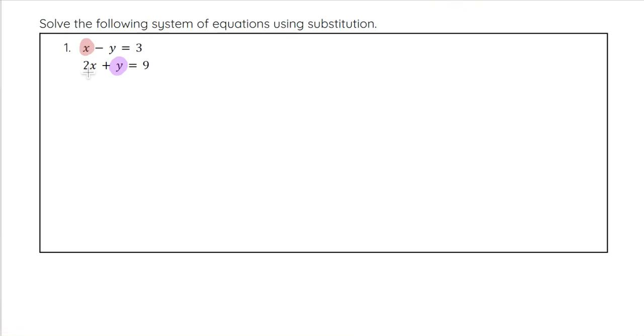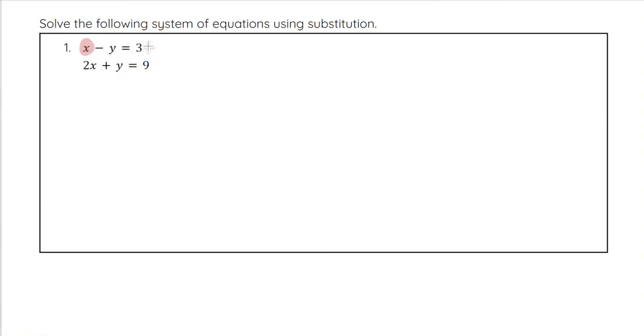The reason I wouldn't suggest the 2x and really wouldn't suggest the negative y is because it's not just x or just y. You have to actually get rid of the negative 1 in front of the y or the 2 in front of the x if I were to get those terms by themselves. So I'm going to go ahead and do the x right here.